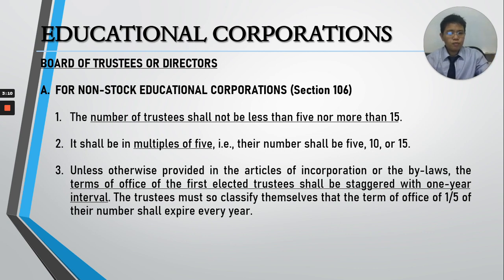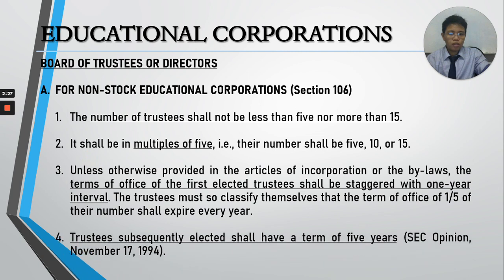And remember also, they must so classify themselves that the term of office of 1/5 of their number shall expire every year. So kung 10 ang iyong trustee, 1/5 of their number or dalawa, yung bawat taon, yung term ng dalawa sa kanila ay mag-expire. So anyway, we will illustrate later on kung ano yung staggered term of office ng trustee sa isang non-stock educational corporation. Trustees subsequently elected, yung mga susunod na dun sa first elected trustees, will have a term of 5 years.